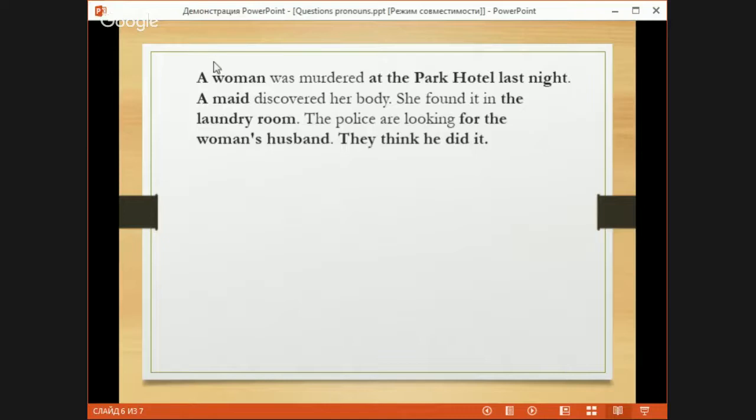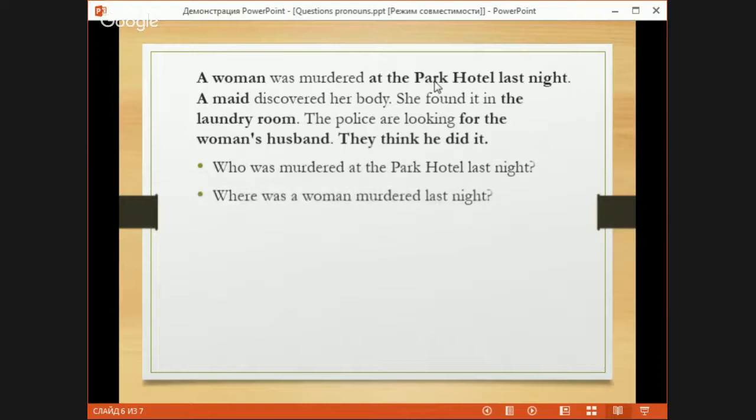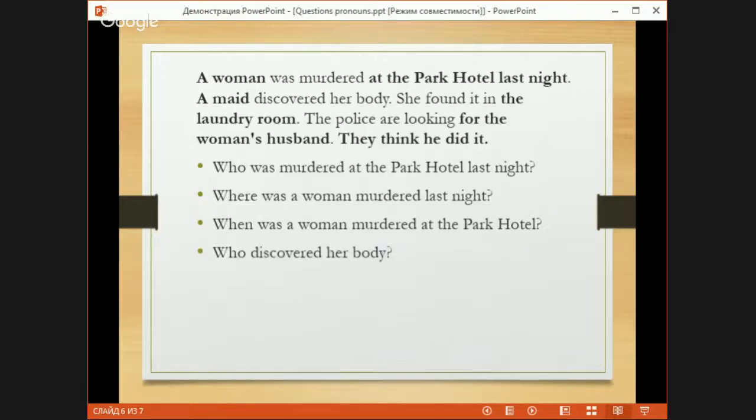So let's look at the first one, a woman. Who was murdered at the Park Hotel last night? At the Park Hotel. Where was a woman murdered last night? Last night, we ask the next question. When was a woman murdered at the Park Hotel? Then a maid, like a girl who cleans the hotel. So a maid who discovered her body. It's a subject question.